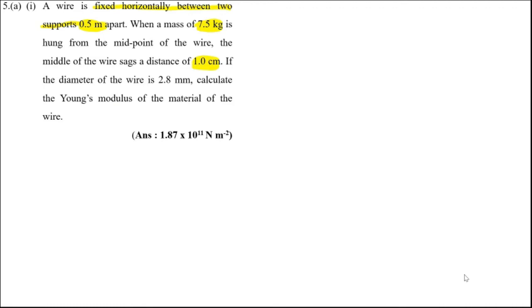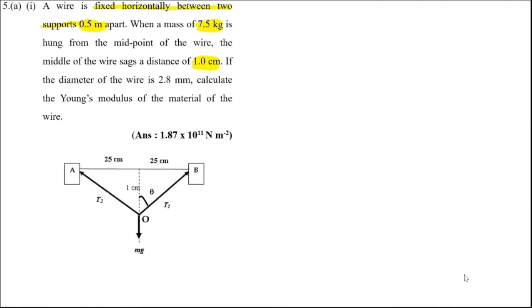Okay, first, what you have to do is to visualize the case by drawing a sketch. So we have this support. This one is support 1, termed as A here, and the second support is B.